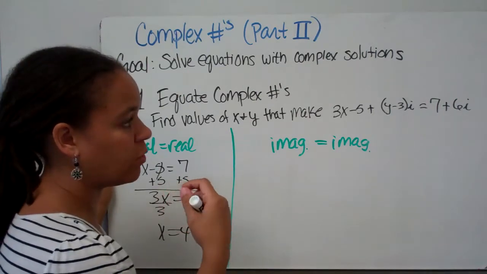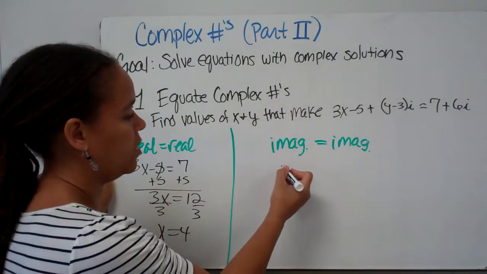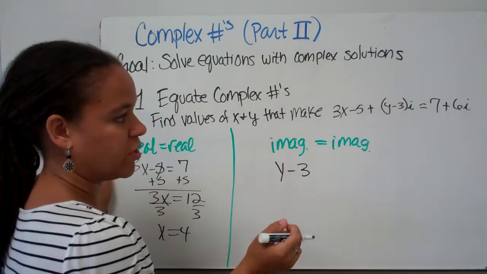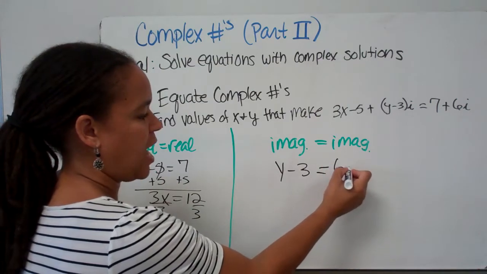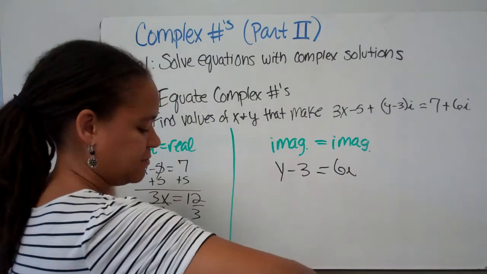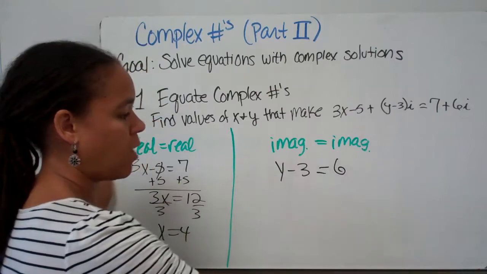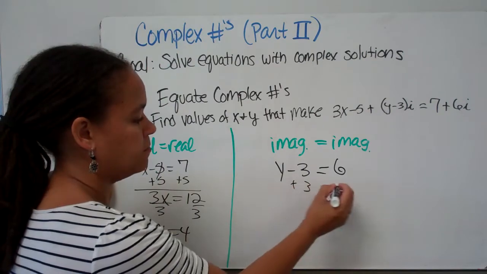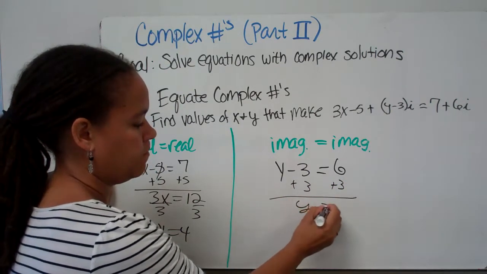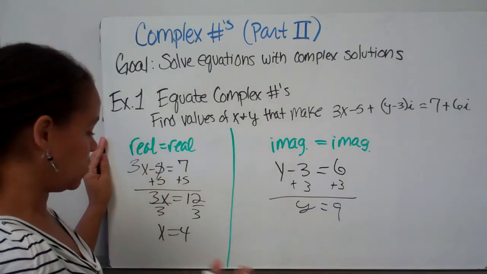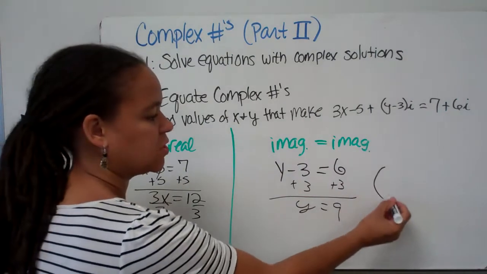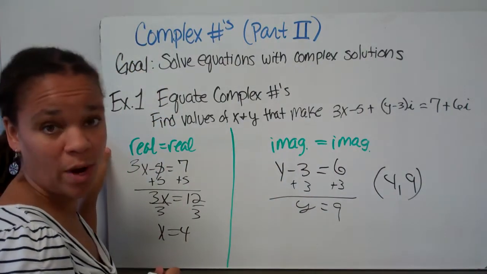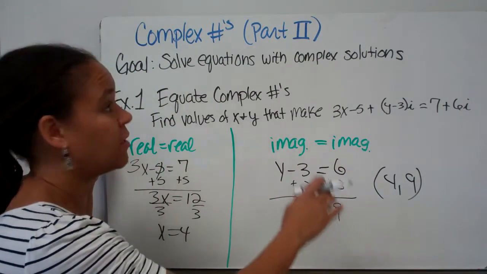So this is our real solution. And now the imaginary one, we set the imaginary parts equal to each other. So y minus 3, notice that whole thing is imaginary, is going to be equal to 6i. Oops, sorry, equal to 6. I don't need to keep the i. So y minus 3 is equal to 6. Well, of course, we just add 3 to both sides, and this would be equal to 9. And the way we would write our answer would be x is 4, y is 9, so you write it like an ordered pair. All right? That's how we equate them. Real with the real, imaginary with the imaginary.